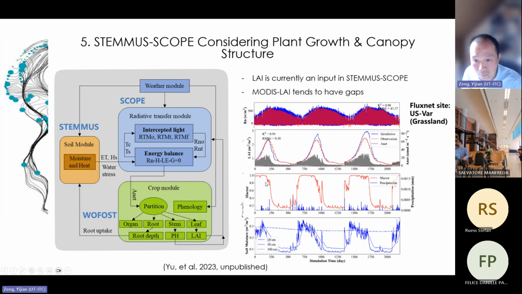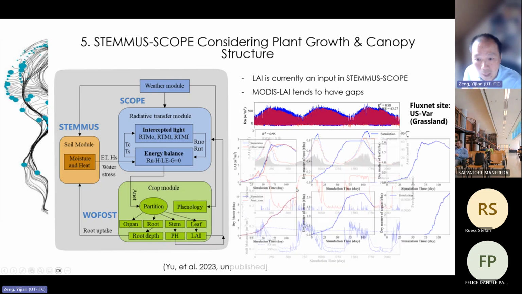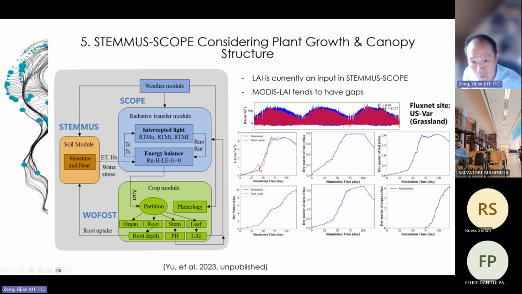And this is just a simulation result to show you that we can simulate LOAI, and when compared to MODIS, it also shows quite a reasonable agreement with each other. And then we can also simulate the dry matter of different components, like the dry matter of root, dry matter of leaf, and also the dry matter of stem. But then we can also compare with the LOAI.